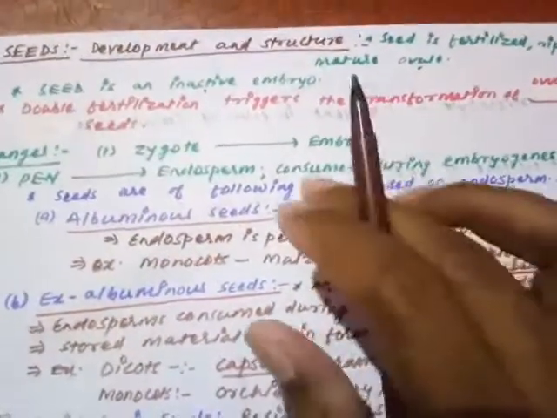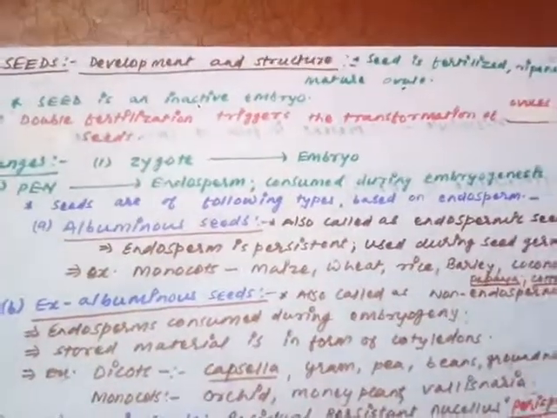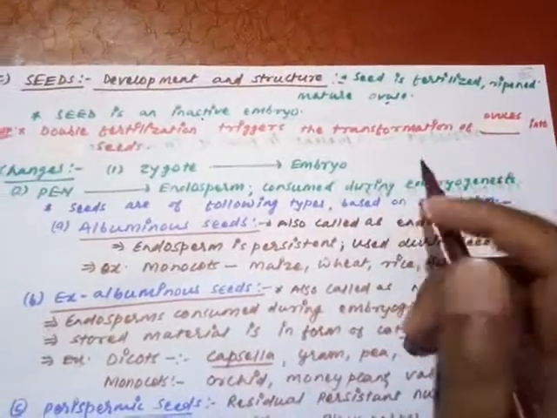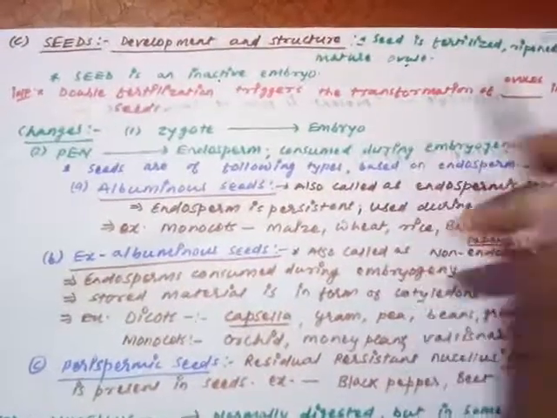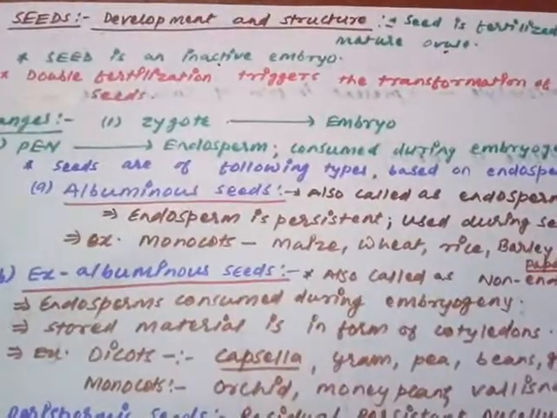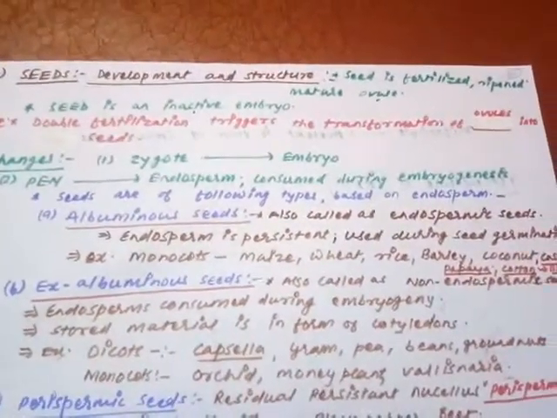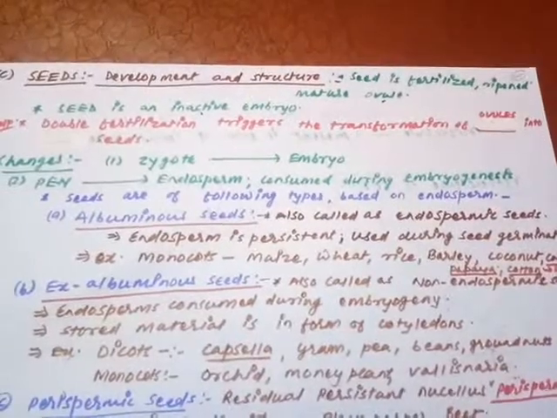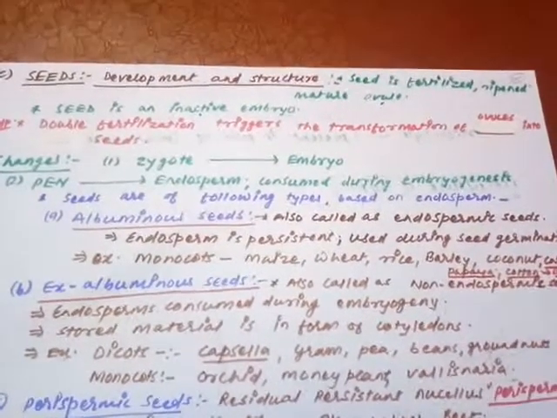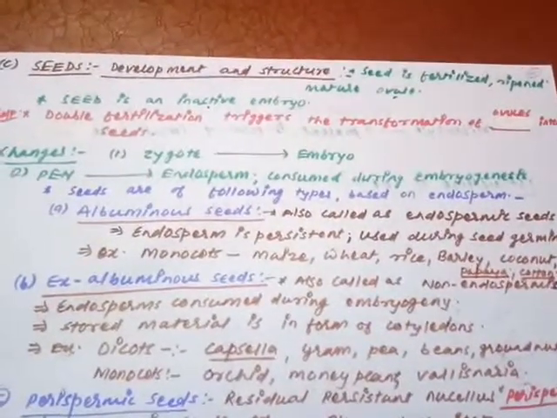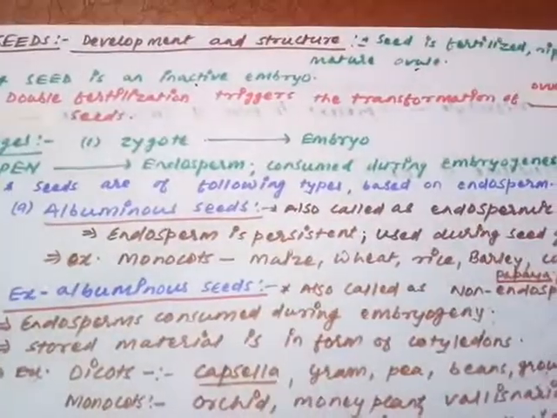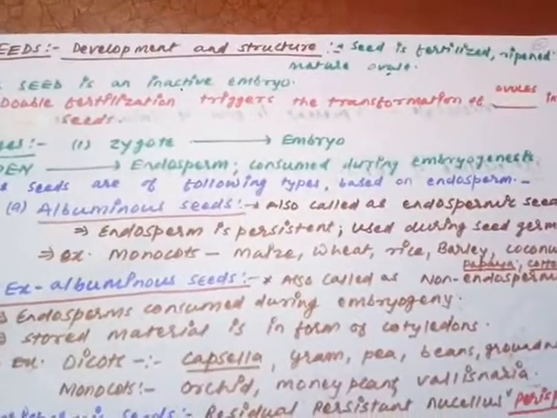So double fertilization is the process which triggers the transformation of ovule into the seed. Is it clear to you all which process is responsible for the formation of seed from the ovule? So the process that is double fertilization is triggering the transformation of ovule into the seeds. What is the meaning of transformation of ovule?